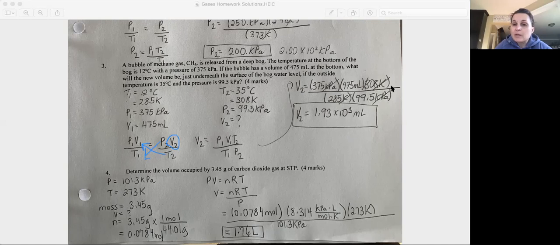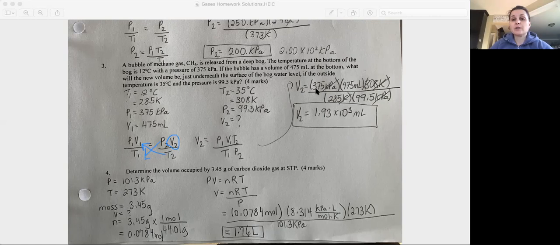kPa. You'll notice my kPa cancels out, my Kelvin cancels out, I'm left with milliliters, which is what I want. It's a volume, so it has to be either liters or milliliters. And to 3 significant digits, 1.93 times 10 to the 3 milliliters.